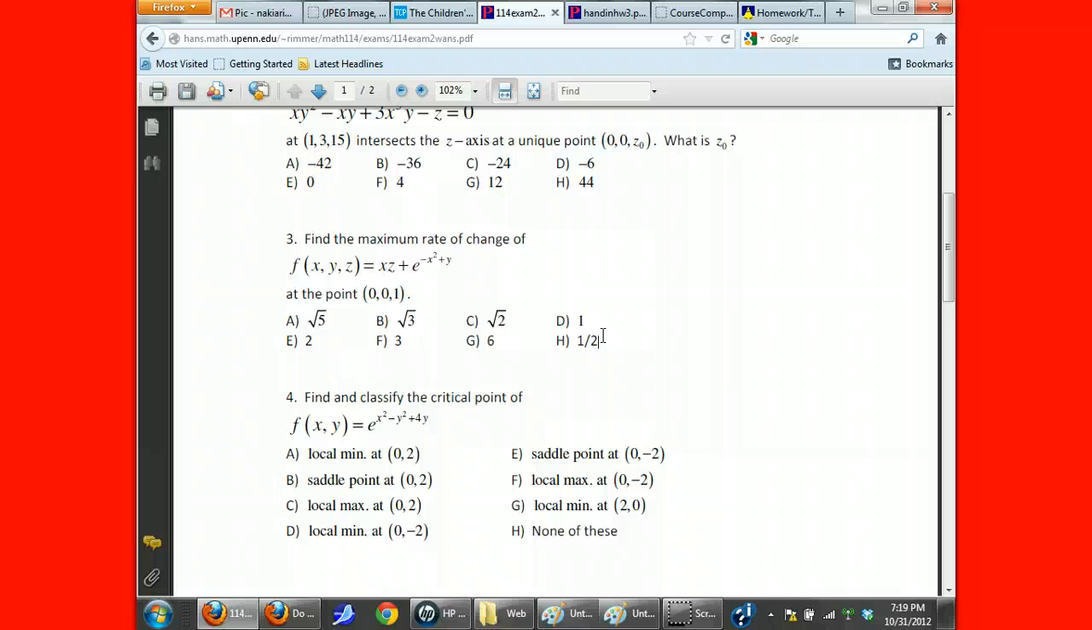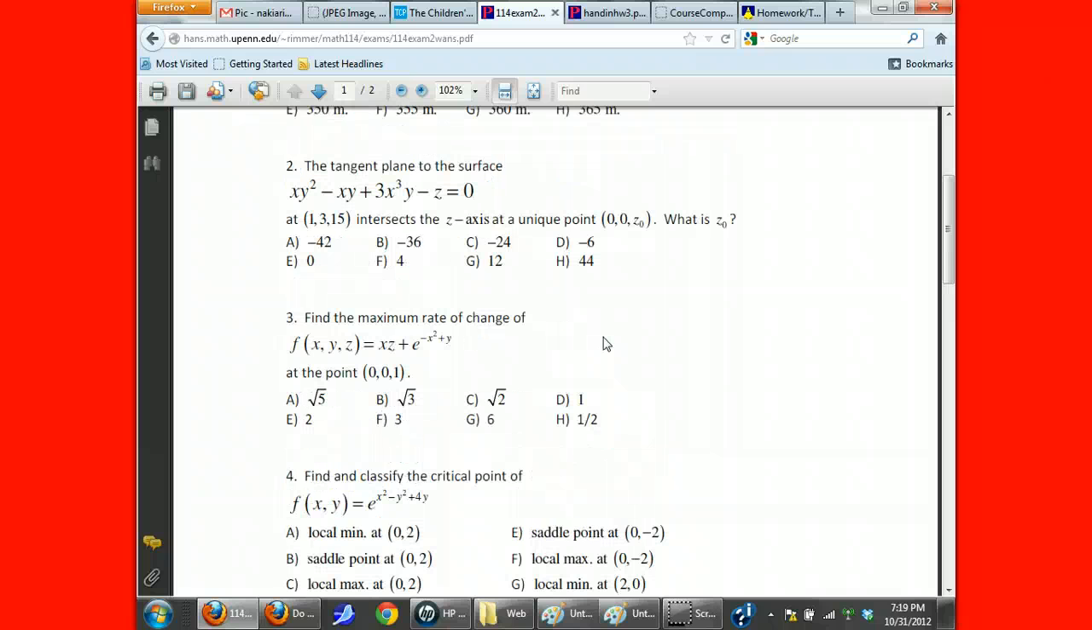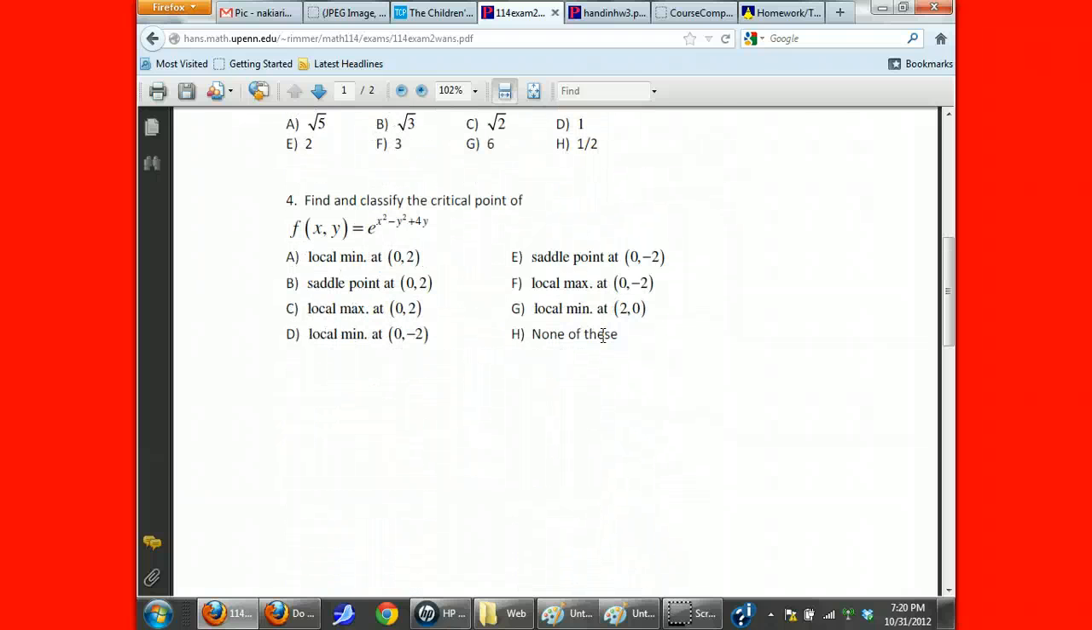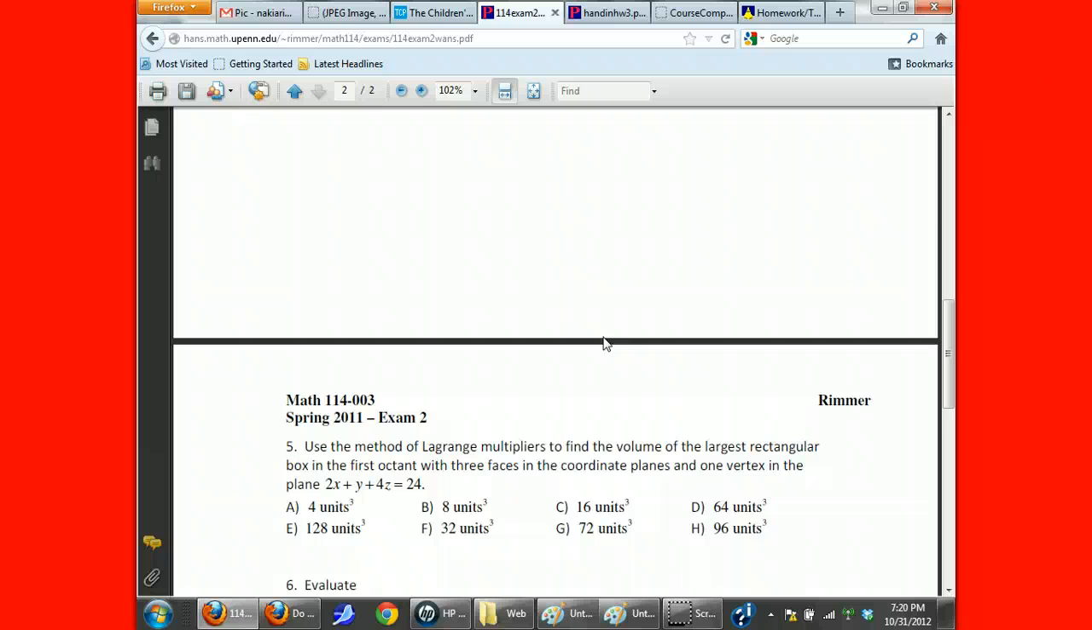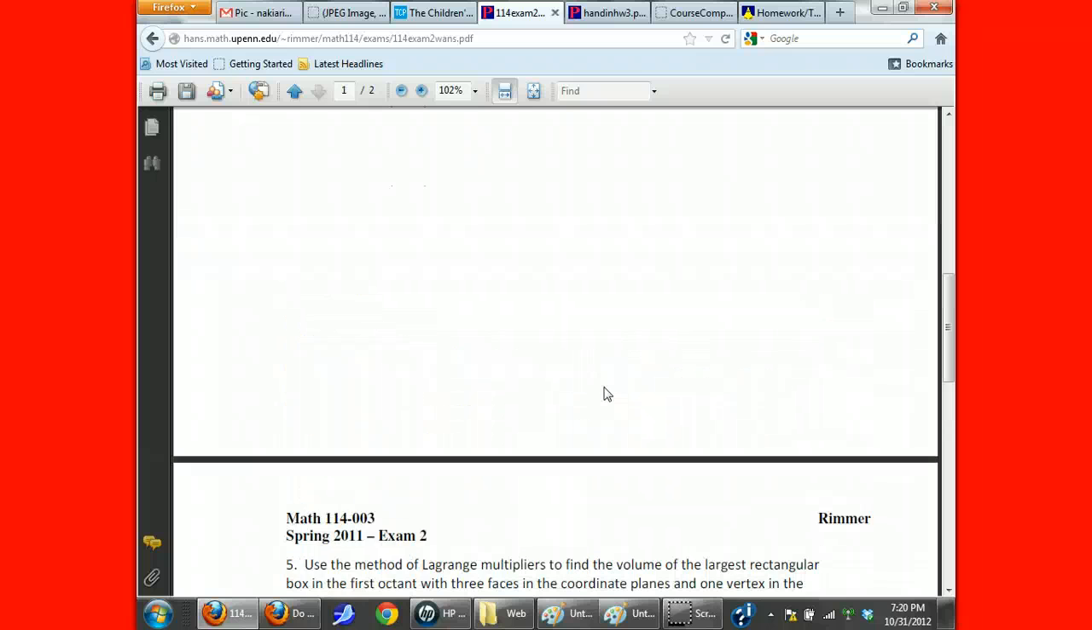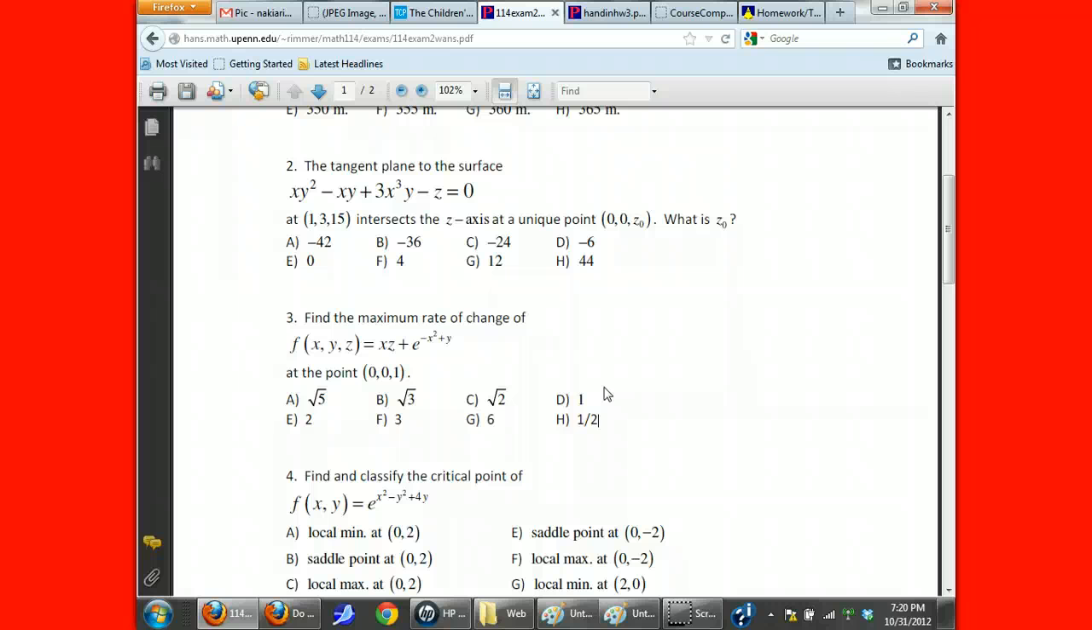And number 4. 2 is a standard kind of question. Tangent plane question. 3 is, yeah. 4, it's going to be messy. And 5 is a Lagrange. It won't be easy there. Yep. Anyway, more questions.